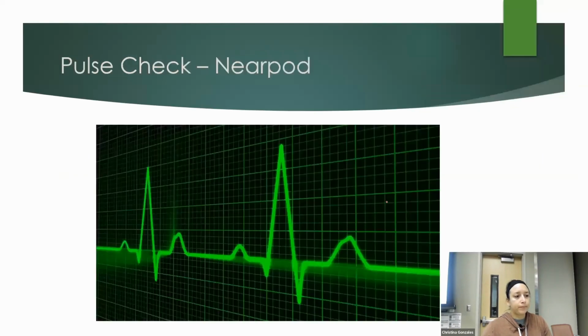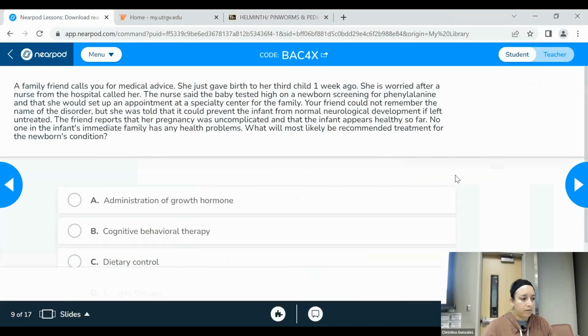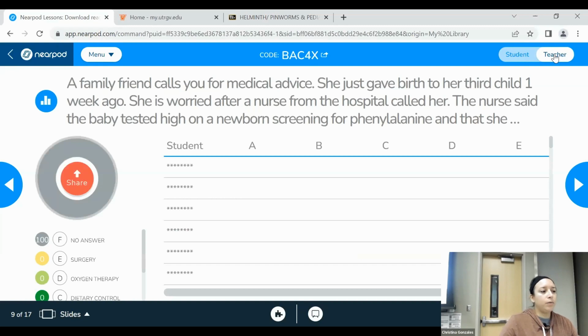Very good. All right, so I have a quick Nearpod stop here. Take a second. These are real questions from QBanks to give you kind of an idea of how they would test or what they would look like.